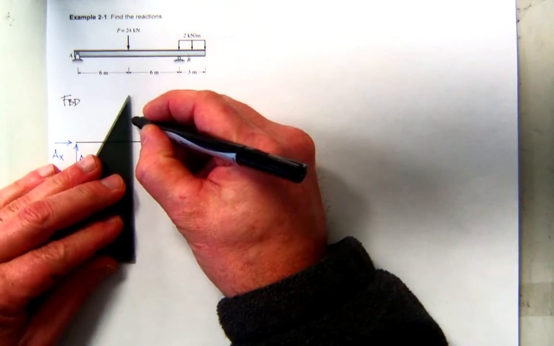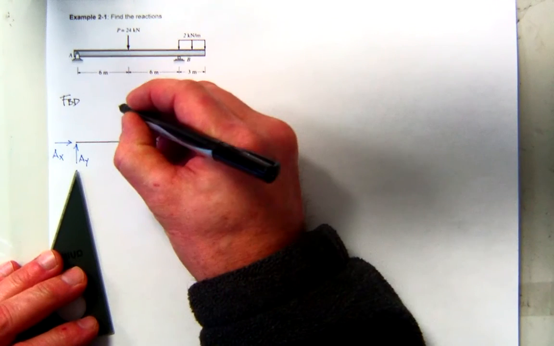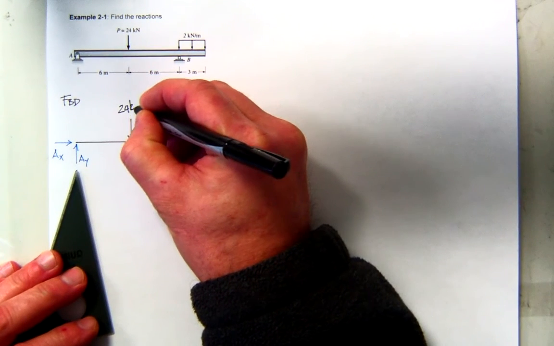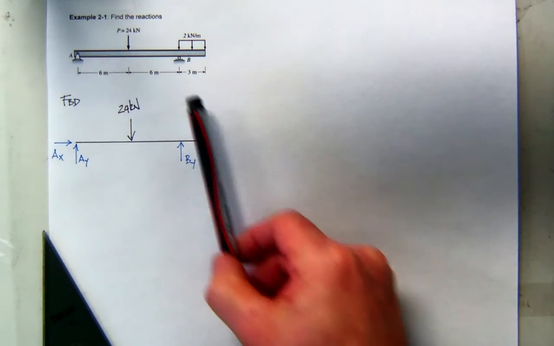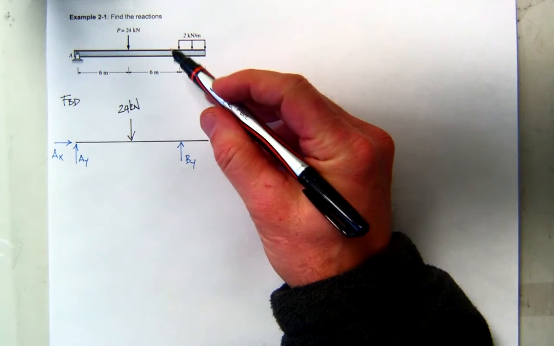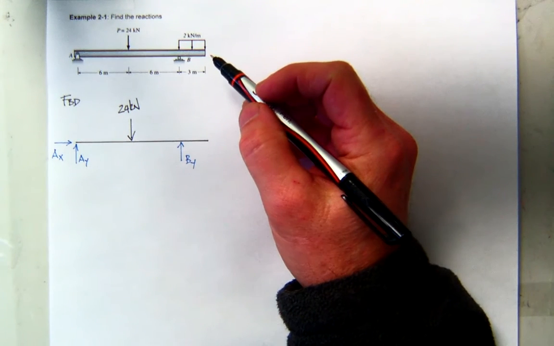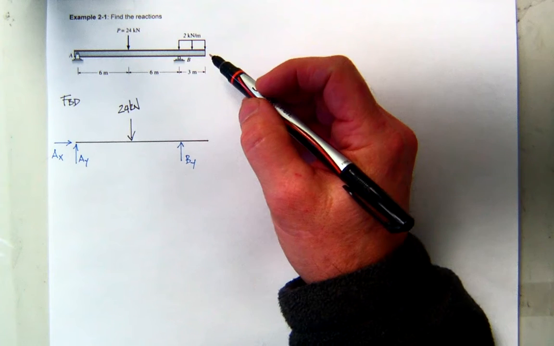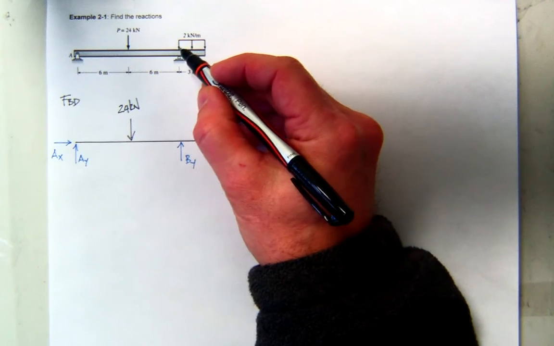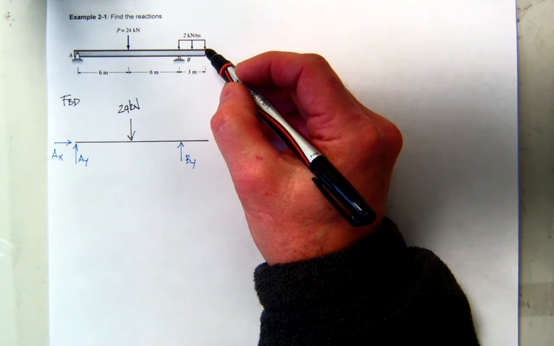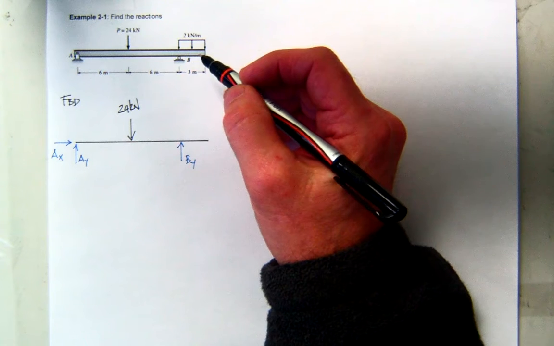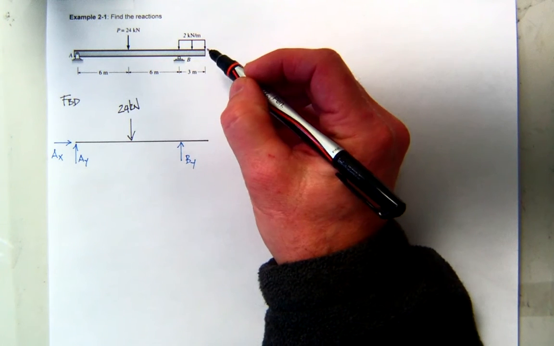Now what else is happening on this beam? Well, I've got a force in the middle. That's 24 kilonewtons. And then what else? Well, I've got a distributed force on the end. Now we don't usually deal with the distributed force in this condition. What do we do? We find a concentrated force that's equivalent to it. And all it has to do is the area under the curve is the force, and it acts through the centroid of that area.